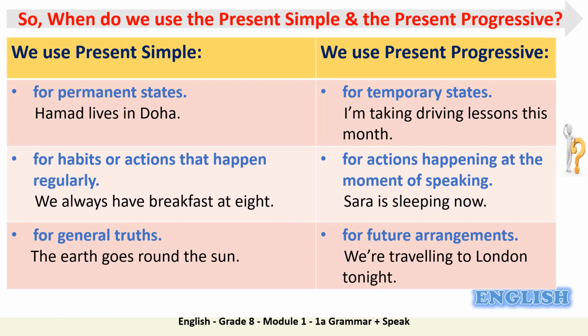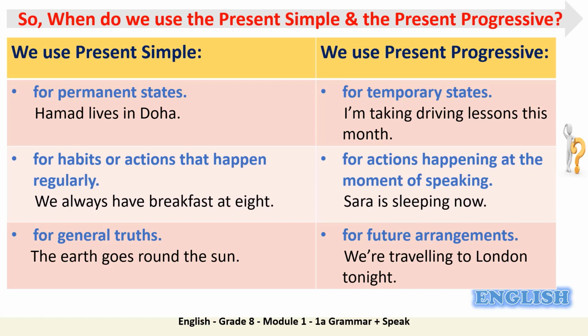On the other side, the uses of the present progressive. The first one, for temporary states. Like if you say, I'm taking driving lessons this month. You are not doing this in the past, and you're not going to do this in the future, maybe. So when I say I am taking driving lessons this month, I'm doing this for this period of time.